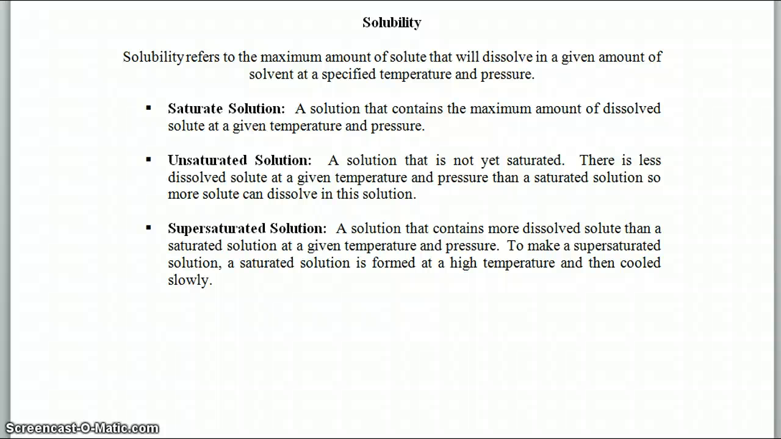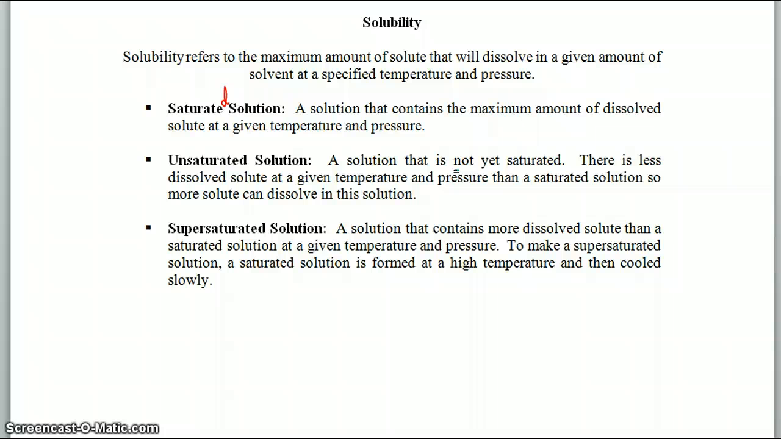Okay, so just briefly some vocabulary terms you need to be familiar with. Saturated solution versus unsaturated versus supersaturated. A saturated solution is a solution that contains as much solute as it possibly can at any given temperature or pressure. There comes a point where a solvent can't hold any more solute because the amount of solute overwhelms the amount of solvent. At the point where you've reached your maximum, that is saturated.